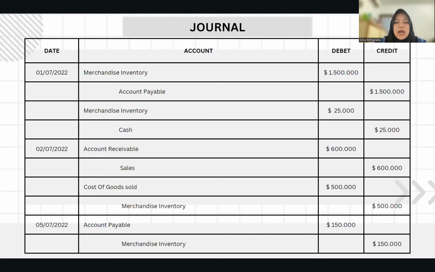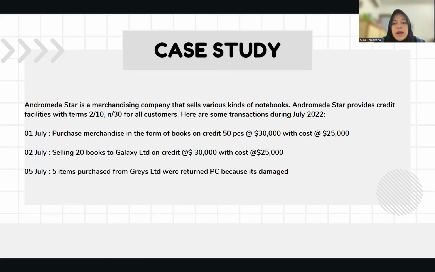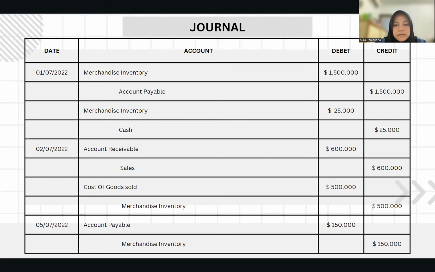$500,000. Number three, five items purchased from Gray Ltd were returned because they are damaged. This will be recorded as accounts payable reduced on debit and merchandise inventory decreased on credit by $115,000.